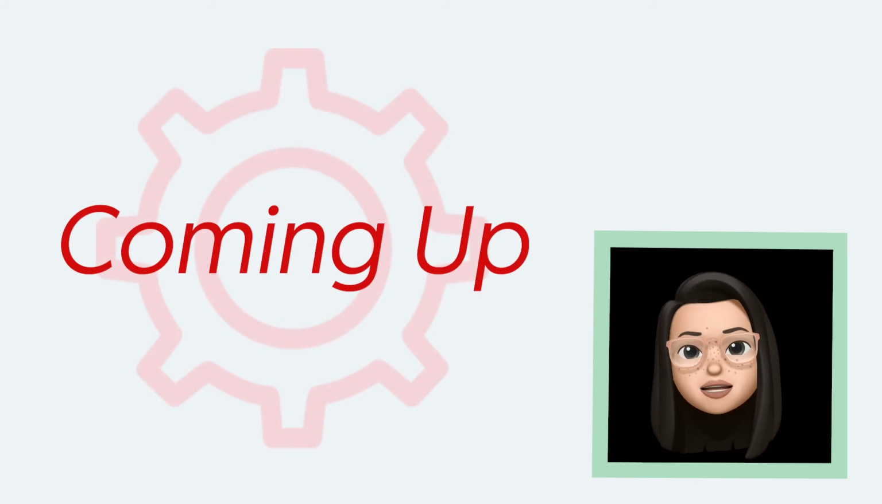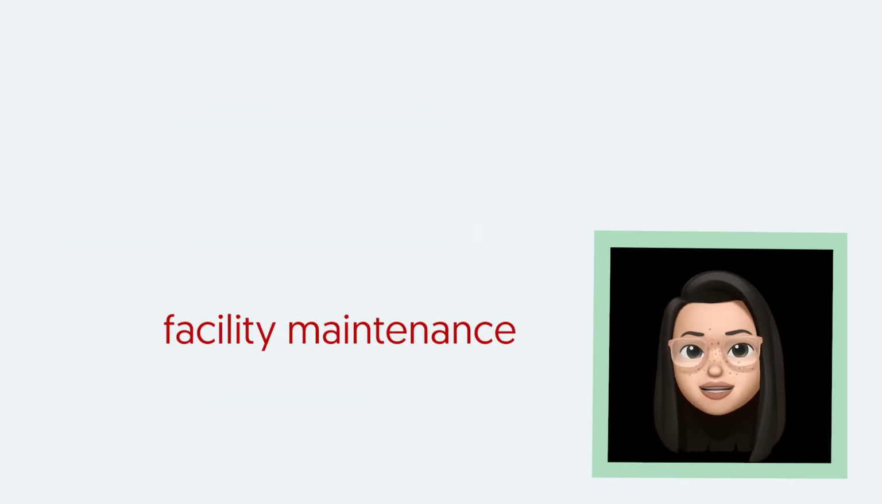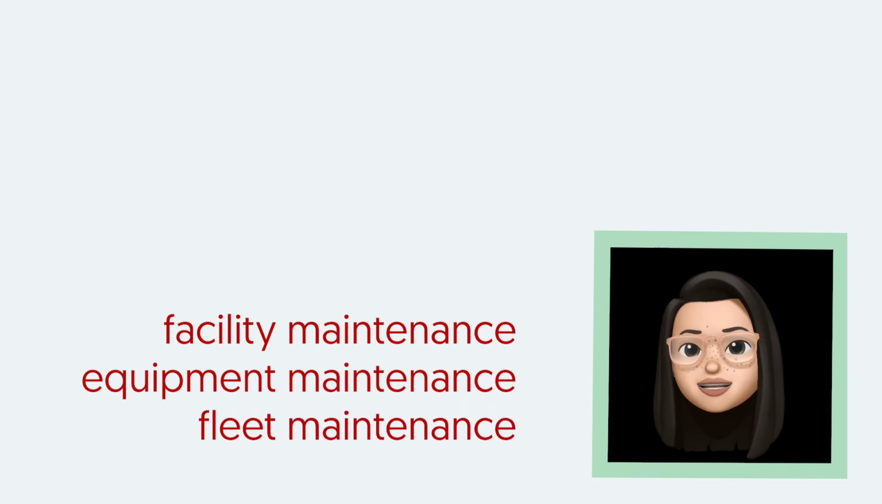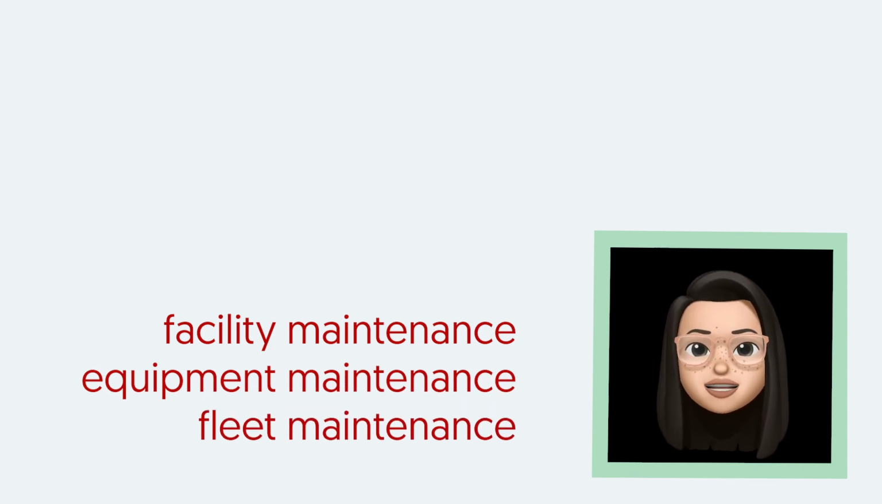This was a great section to get started on, but we're ready for the next one. In Section 2, we'll look at the three main maintenance applications: facility maintenance, equipment maintenance, and fleet maintenance. We'll learn about each and the nuances of maintenance applications across industries. Let's go!